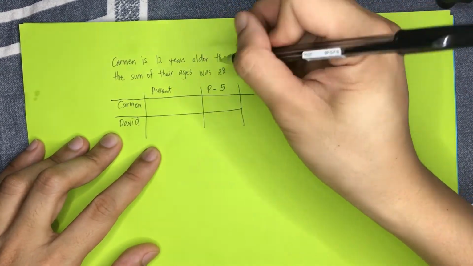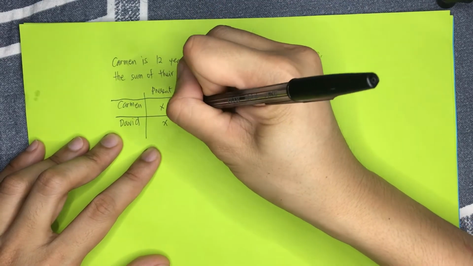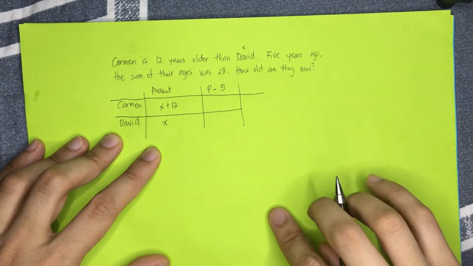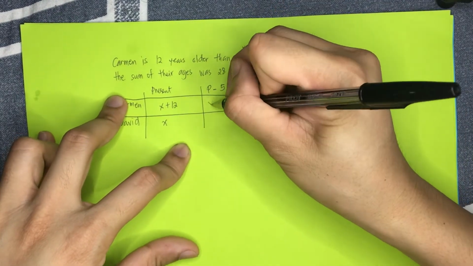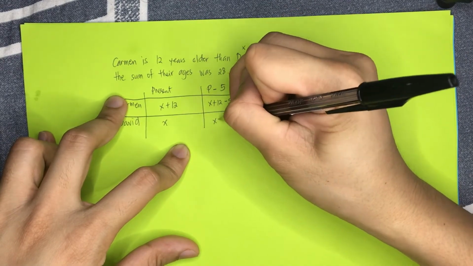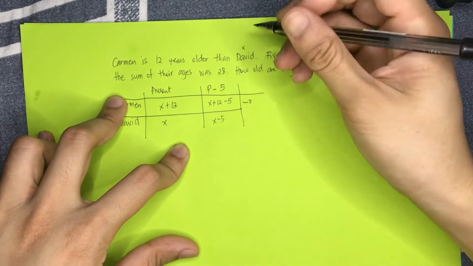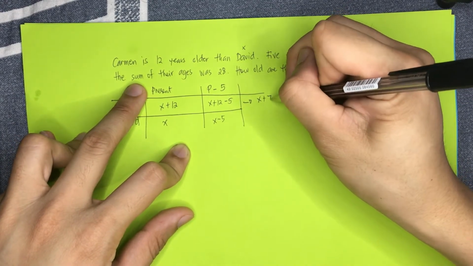So we have David as our x, and Carmen is 12 years older than David. That's the present. And then 5 years ago, we will have x plus 12 minus 5, then x minus 5, which can be further simplified into x plus 7.